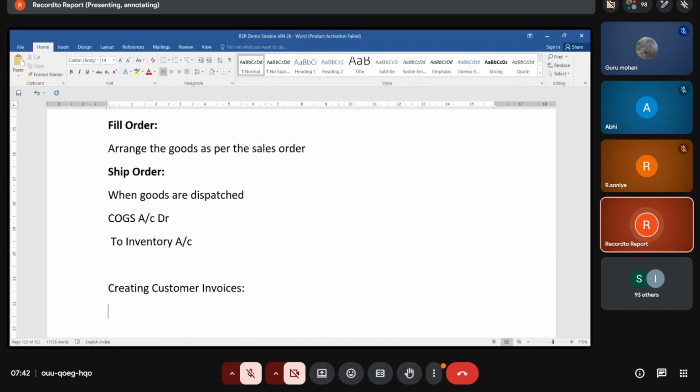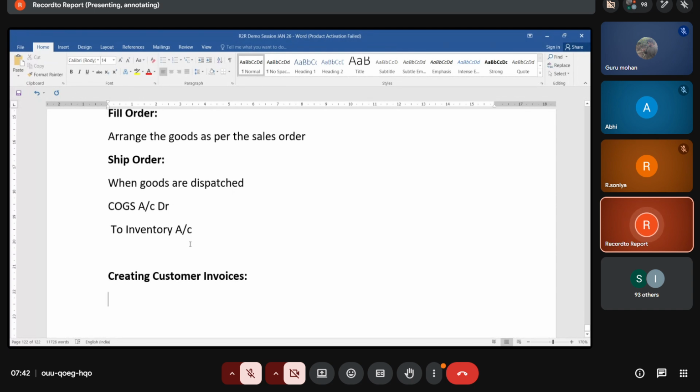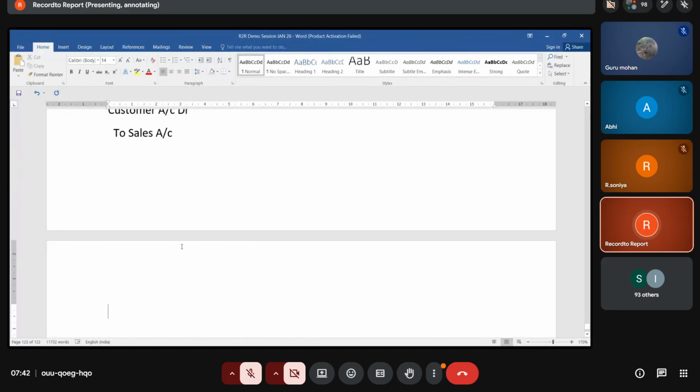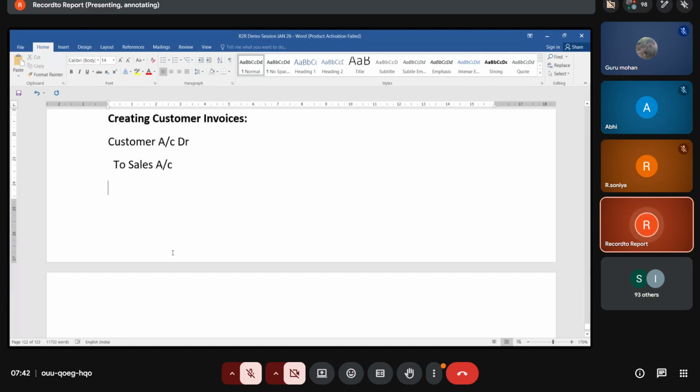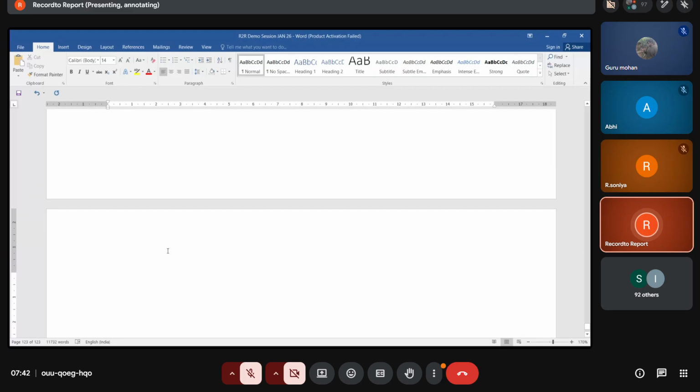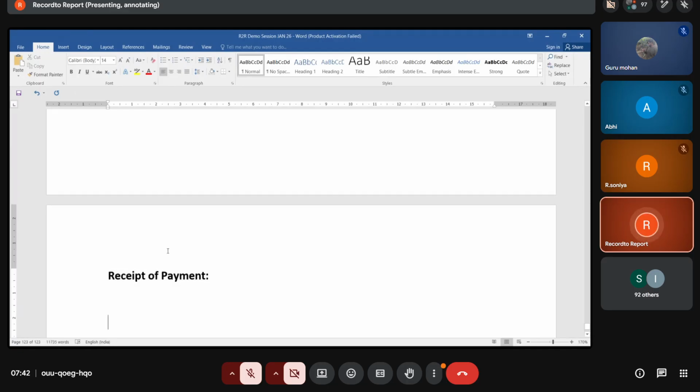So once that is done, creating the customer invoices. While creating the customer invoices, what is the entry to be recorded? Customer account debit to sales account. Once we create an invoice to the customer, the customer will validate and make the payment. That is receipt of payment. Receipt of payment is the final stage. So once money is received, bank account debit to customer account.